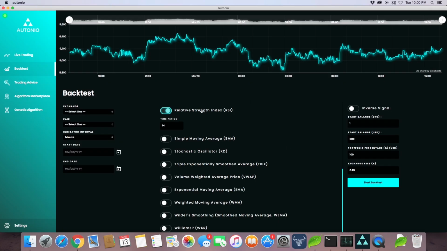And next up we have the Relative Strength Index, or the RSI. In technical terms, the RSI is a momentum indicator that compares the magnitude of recent gains and losses over a specified time period to measure the speed and change of price movements of a token. It's primarily used to attempt to identify overbought and oversold conditions.